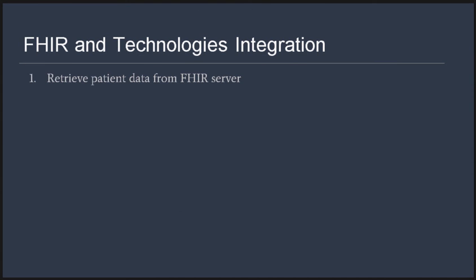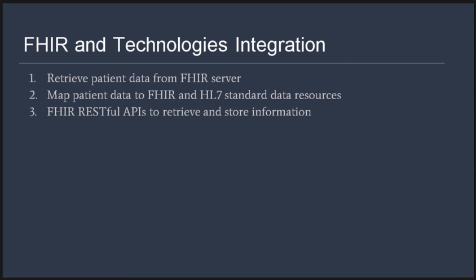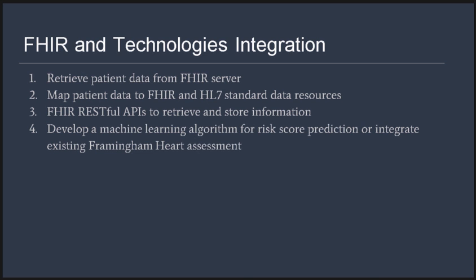For FHIR technology integration, obviously we need to retrieve patient data from the FHIR server and map all the data that we would be using in our system to HL7 and FHIR. We need to use the FHIR RESTful API to store and retrieve information. And we need to develop a learning algorithm prediction system, in case we end up not using the Framingham Heart Health Assessment. We will also be incorporating the HDAP environment and deciding on the full stack web application.